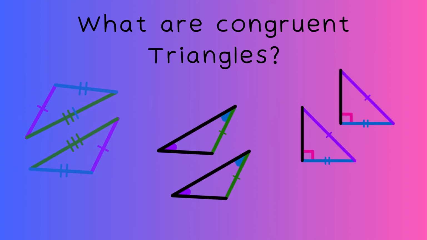So what does that look like with triangles? We look at congruent triangles. They are the exact same triangle. They have the same side lengths. They have the same angles. They are like exact copies of each other.